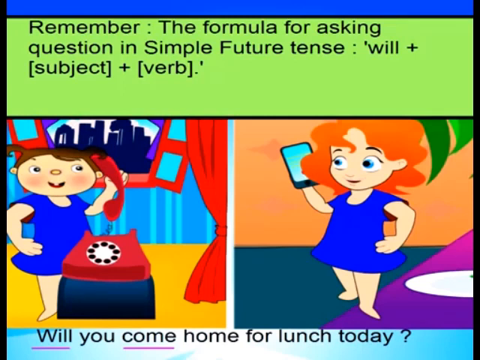Now, how do we ask questions in simple future tense? The sentence will start with will and then the subject and the verb. Will you come home for lunch today is the sentence in simple future tense. So the formula is will plus the subject and then plus the verb and obviously the question mark.